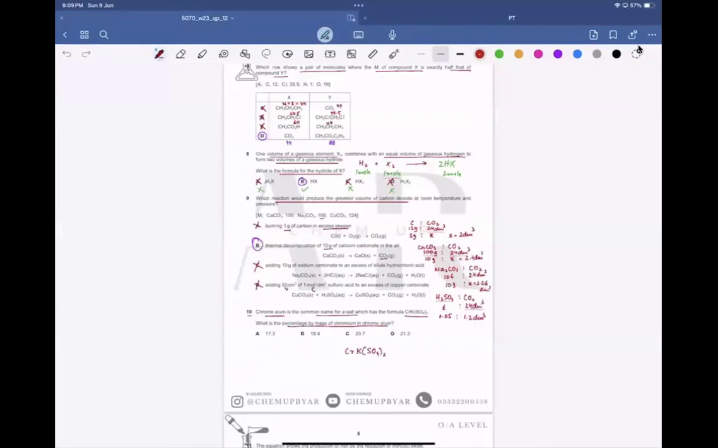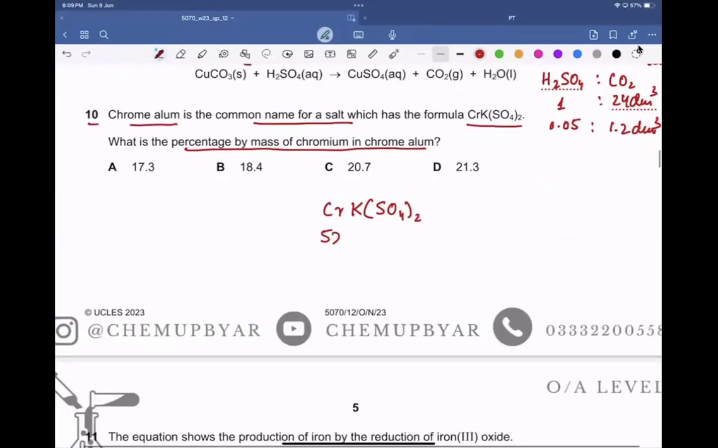So 52 plus 39 plus sulfate is 96, and there are two sulfates, so 2 times 96, 192. 192 plus 39, 231, plus 52, 283. Yeah. Thank you, Fatija. So 283 would be the MR.